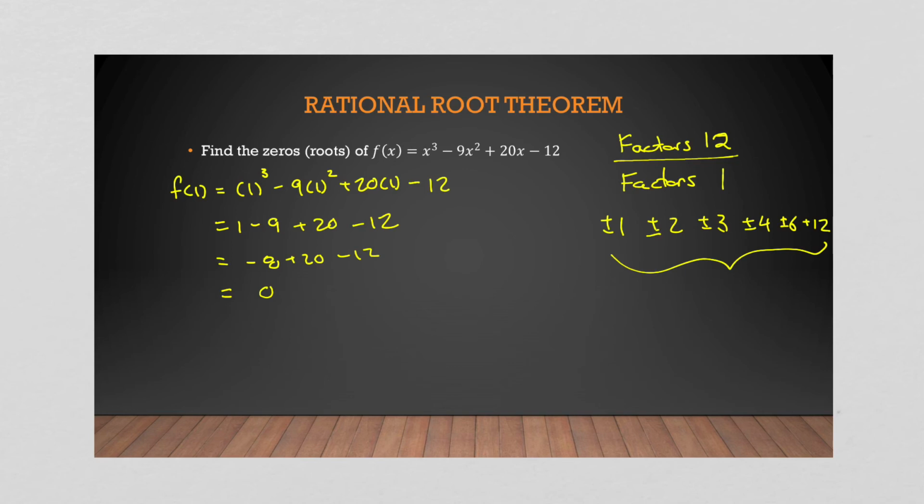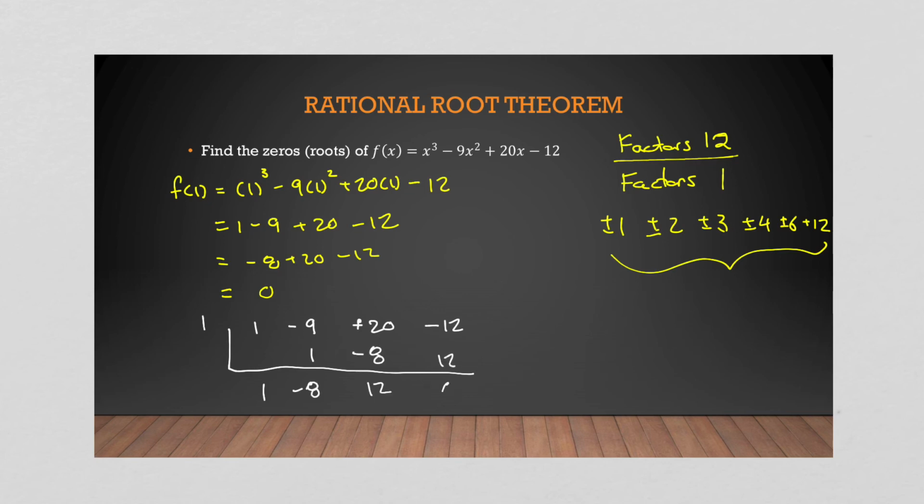So then I can use synthetic division using that value. So now I can use synthetic division. 1 minus 9 plus 20 minus 12. And I'm using 1 as my root. And I know this is going to give me a remainder of 0 because my remainder theorem just got me there.